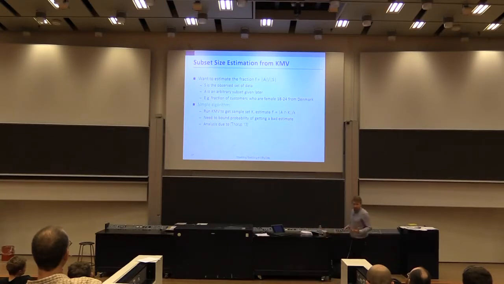So the natural algorithm is sort of the thing I talked about yesterday, right? Run your summary to get some sample set to call K, and then just look at, here I switch back from T to K, just look at the fraction of elements in your sample that meet this criteria, that are in this set A, and use that as your estimate for the global fraction.